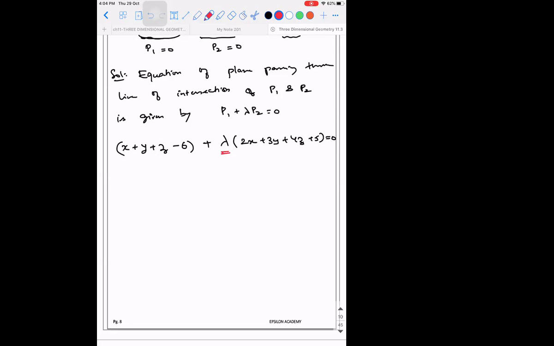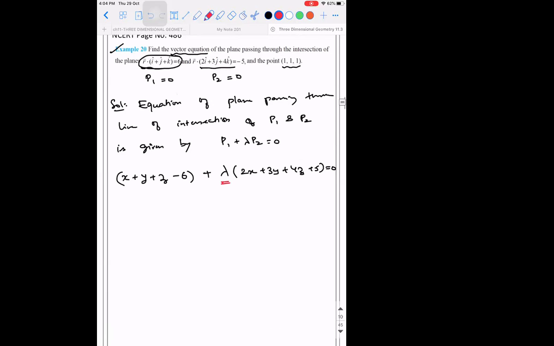Now our work is to find the value of this lambda, because there is only one plane which we are specific about. That one plane which we need is passing through 1, 1, 1. So this is the equation of plane P3. Since P3 is passing through 1, 1, 1, you take this and substitute it here. Find out the value of lambda and tell me. Don't look at the textbook.